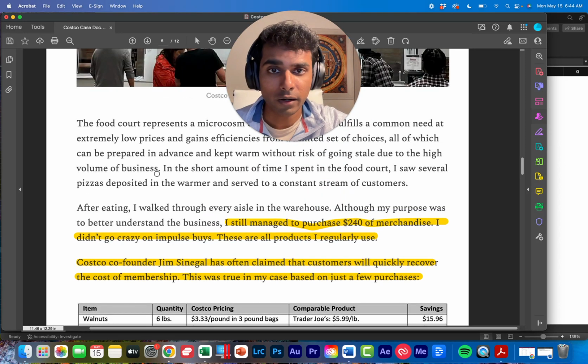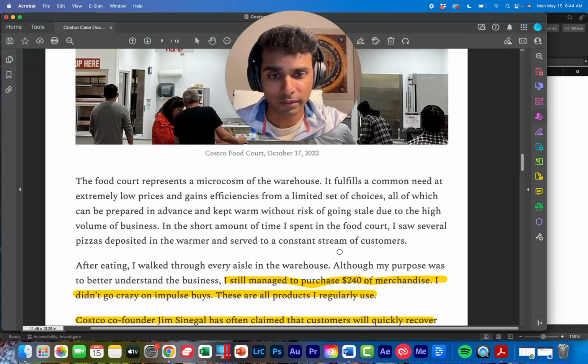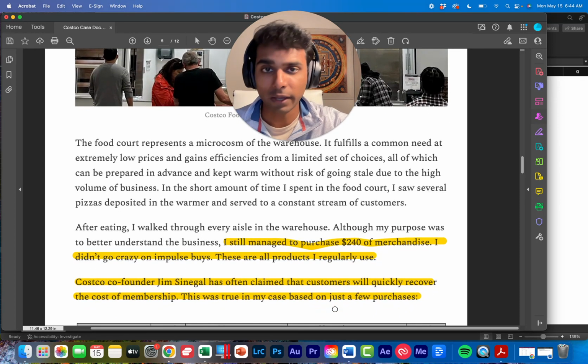The words here are helpful and they provide some color, that he's not going crazy on impulse buys. These are things I regularly use. Okay, that's helpful context.